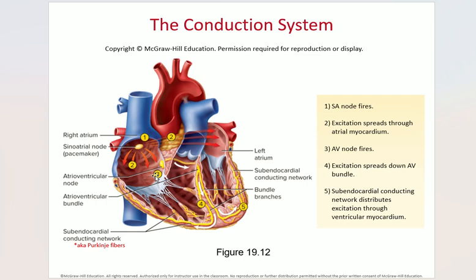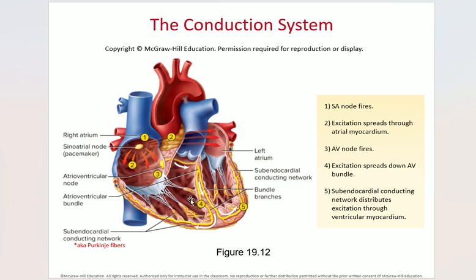which triggers, number 3, the AV node or the atrioventricular node. So now the AV node fires down here at the bottom of the atrium. Number 3. Number 4, excitation spreads down the AV bundle. So we call these bundle branches, right?